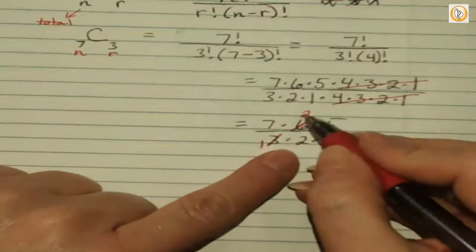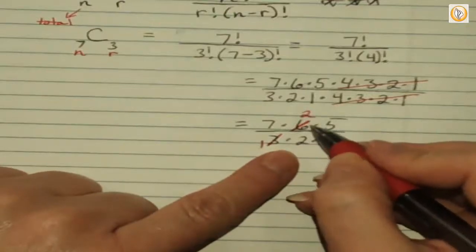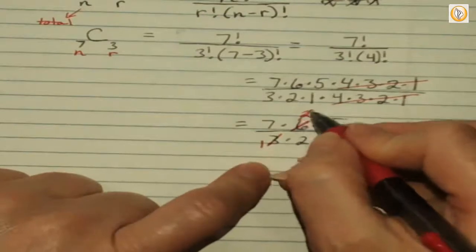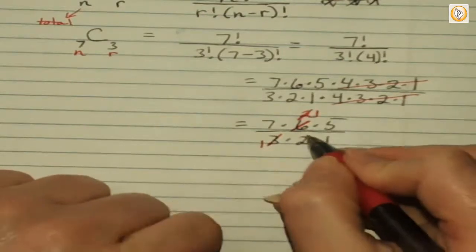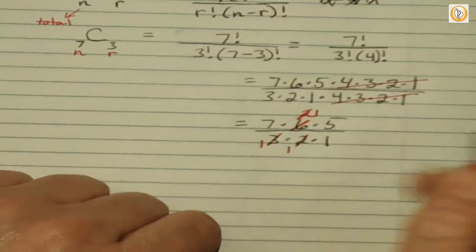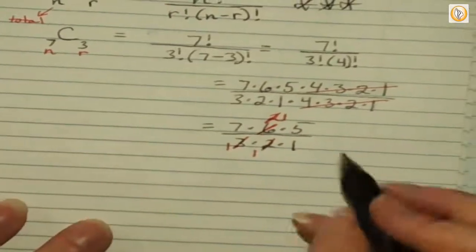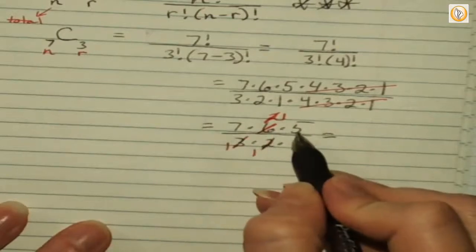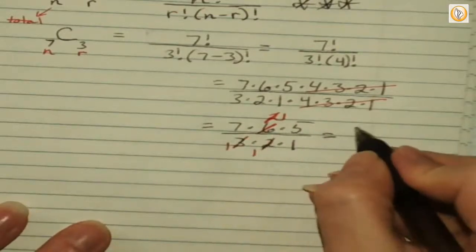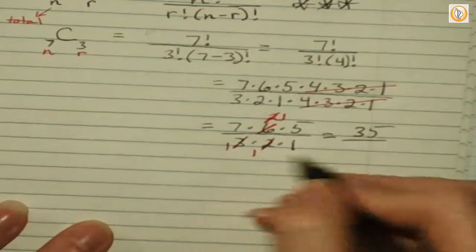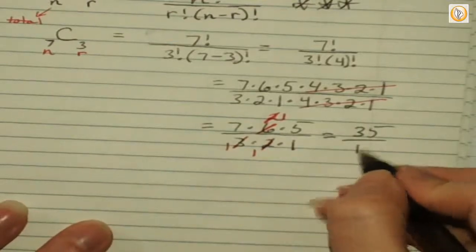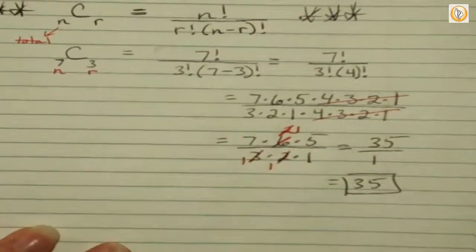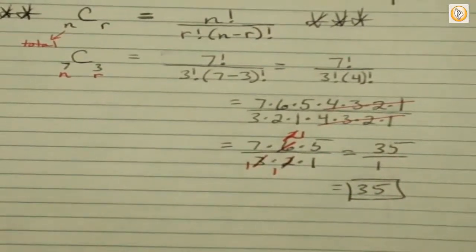Oh, look here. I have a 2 and a 2. Y'all see that? How many times does 2 go into 2? Once. How many times does 2 go into 2 here? Once. So isn't that nicer? 7 times 1 times 5 is what? 35. And 1 times 1 times 1 is? 1. So then my answer is 35. There you go. So it's a little more work.